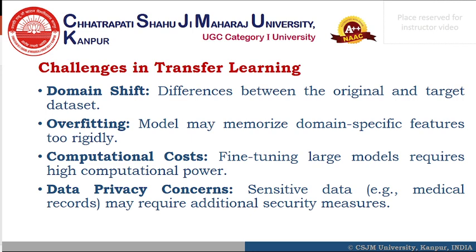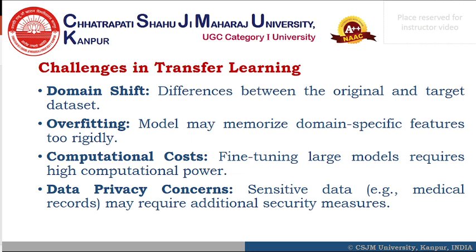One of the biggest challenges is domain shift, which occurs when the data distribution in the pre-trained model differs from the target dataset. For example, a medical image classification model trained on X-rays in one hospital may not perform well in another hospital, due to differences in imaging techniques, equipment, or patient demographics. Addressing domain shift often requires careful data processing and domain adaptation techniques.